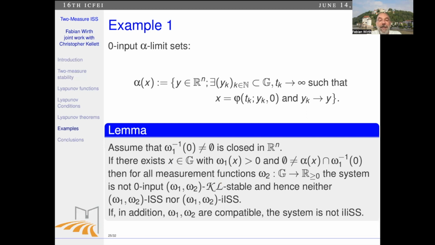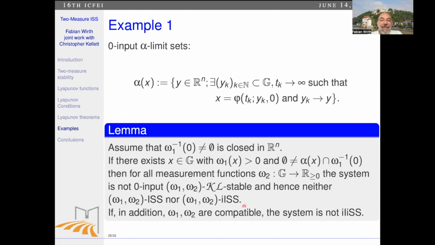And from the definitions, maybe you noticed, I should have pointed that out, omega-1, omega-2 ISS implies KL stability for zero inputs. Because you just have the maximum term there with the norm of the input, but if that is zero, that goes away, and then you end up with KL stability. Same with integral input to state stability, right? So not omega-1, omega-2 KL stable implies not ISS, not integral ISS.